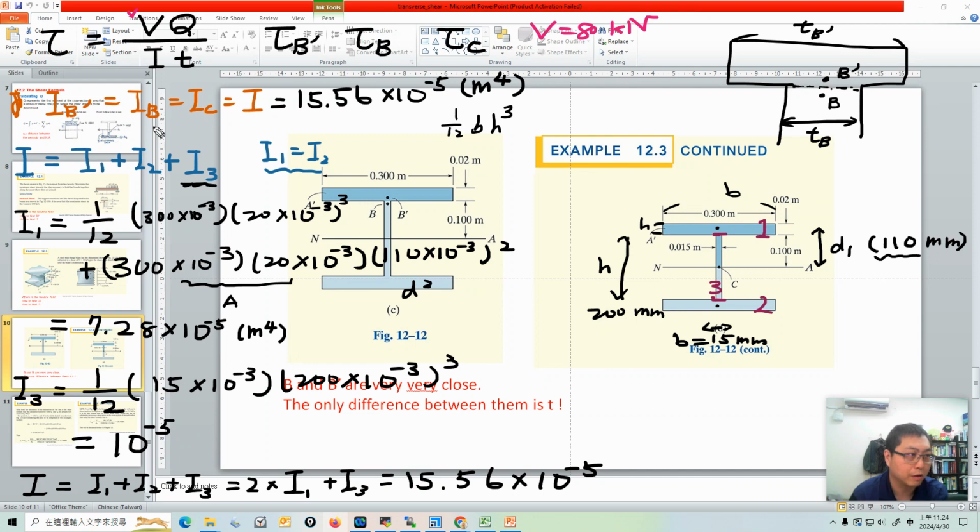So let's finish another important calculation we haven't finished, because we'll also calculate Q, the first moment of area. Be careful, because B and B prime and C, these 3 points have different Q. So you have to calculate QC, QB prime, and QB. We haven't finished. I need more space, so I have to erase some parts of this screen. If you want to review, please rewind it.